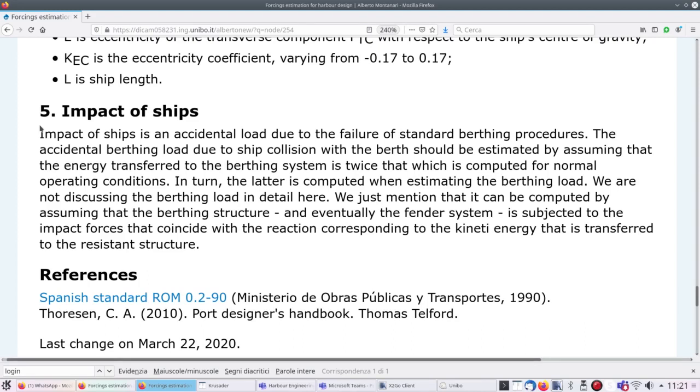I don't want, as I said, to charge you with a long set of empirical relationships, and therefore this is why we don't discuss them. In the case of accidental impact, we assume that the energy transferred to the berth, as it's written here, is twice that transferred in normal operating condition.